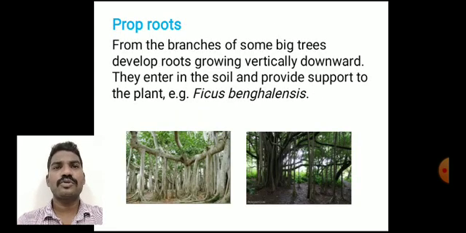This is a prop root. We know well the branches of the banyan tree. It is a big tree. The prop roots develop, growing vertically downward and entering the soil, to provide support to the plant.